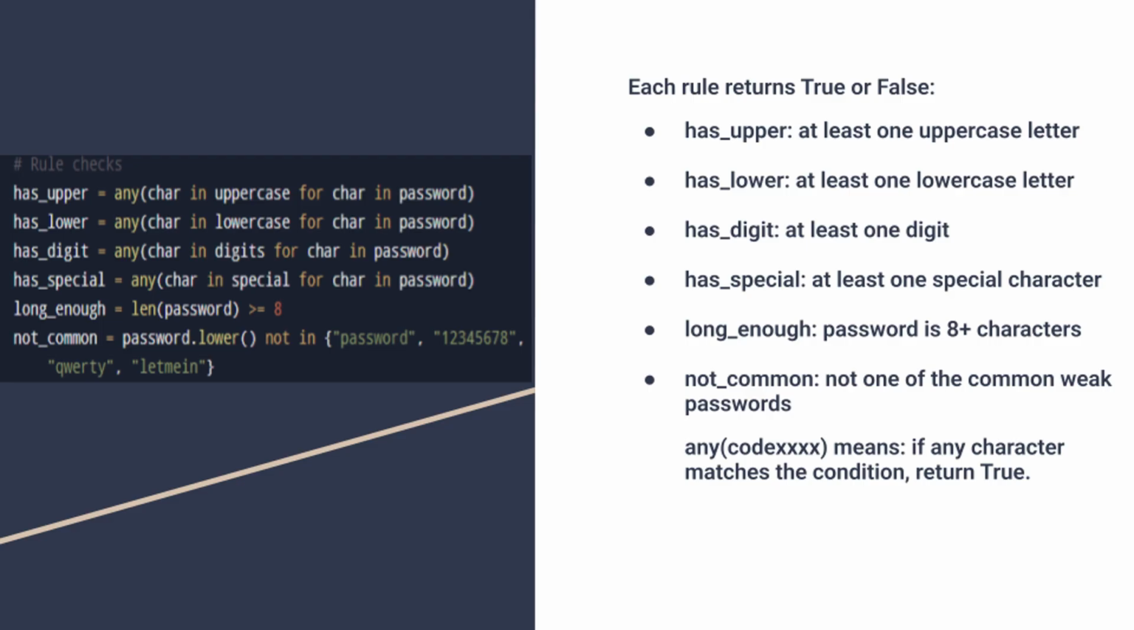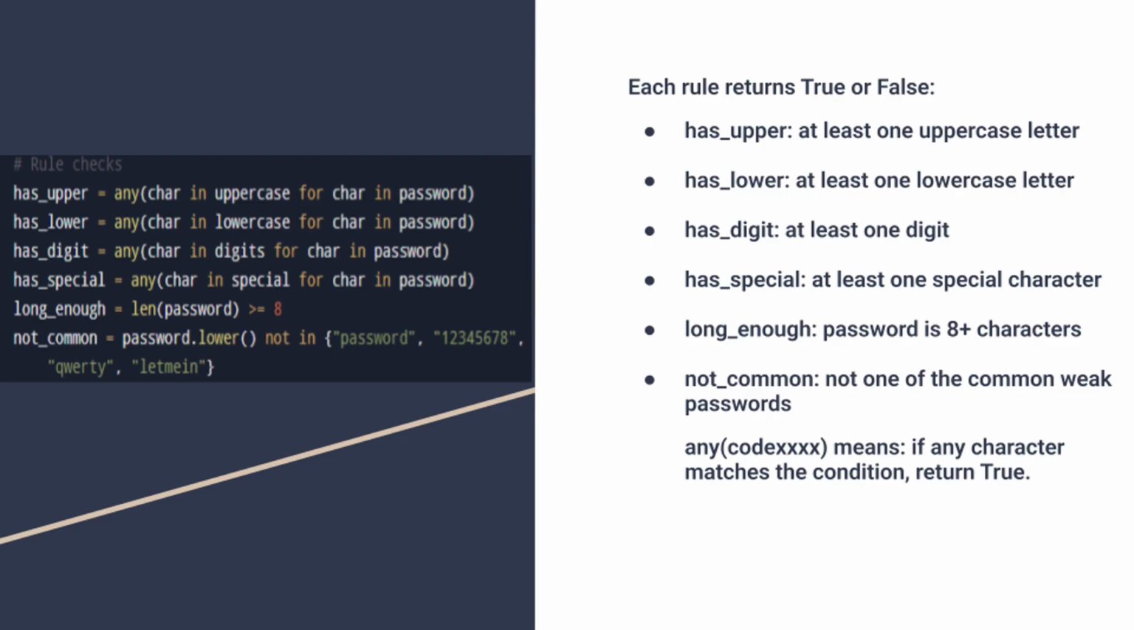All the way at the bottom, I put an any example of code inside the parentheses of the any function. This means that if any character matches the condition, it returns true. The any function is a built-in Python function that, like I mentioned, returns true if any character matches the condition. However, we wouldn't be able to do this without the generator expression.